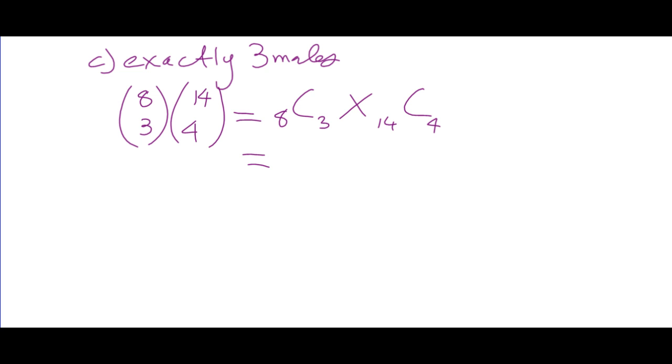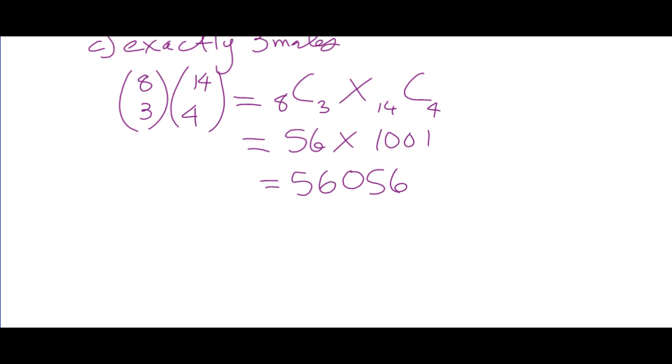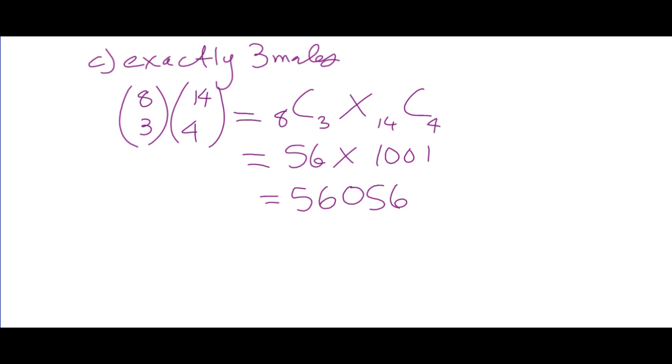Which numbers I don't have handy. But wait, 8 times 7 times 6 over 6, it's 56, I think, for this one. And there's no way I'm doing that one in my head. So what is 8 choose 3? Is it 56? Yeah. Okay, what's 14 choose 4? 1001. What's 56 times 1001? 56,056. I suppose that kind of makes sense, right? 56,000 and then 56. Makes perfect sense. Okay, so exactly 3 males there are 56,056.